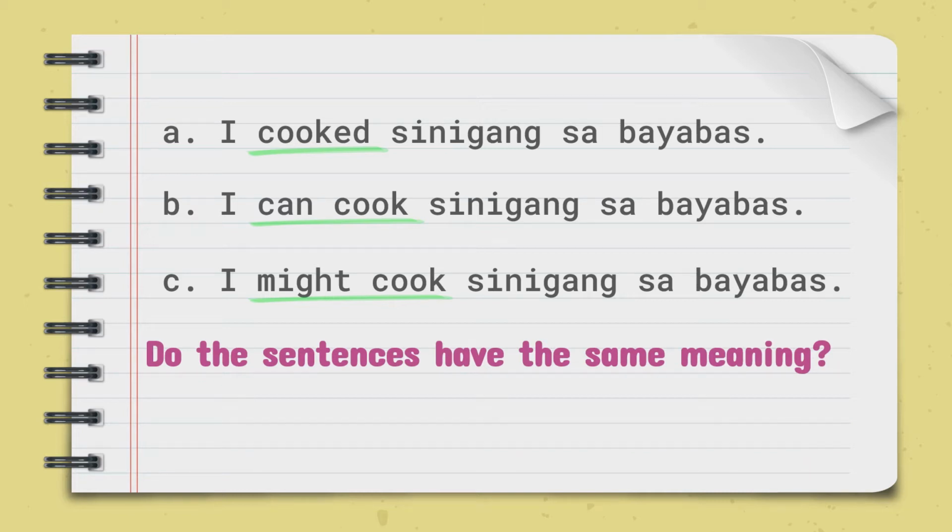Do the sentences have the same meaning? If you answered no, you are correct. The meaning of the sentences is different from each other. This is because we have added the modals can and might before the main verb. How is that possible? Let me explain further in our discussion.